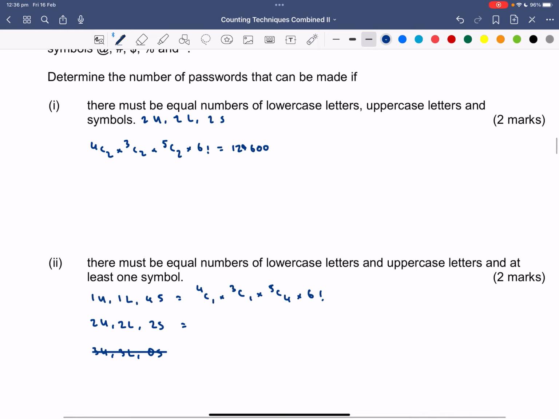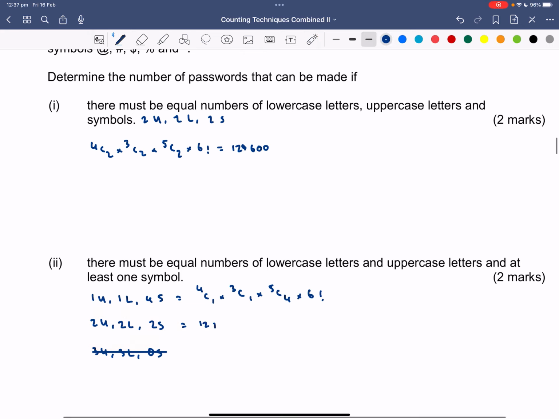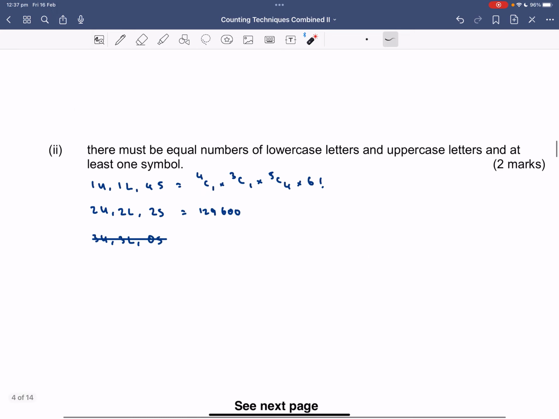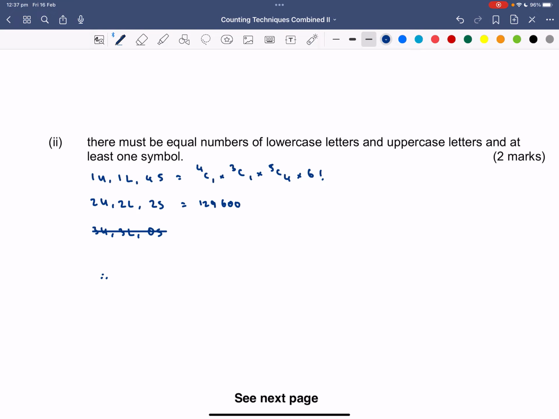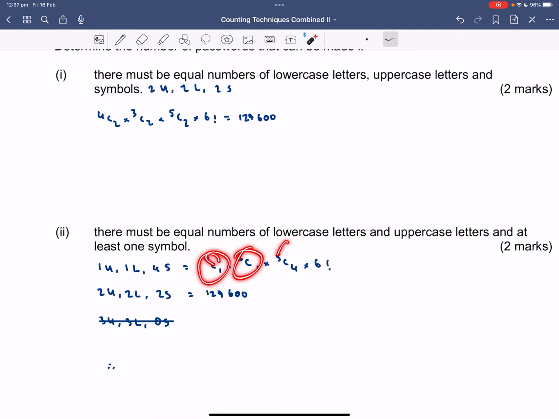Now, the good thing is that we already did this one. We already did 2 uppercase, 2 lowercase, and 2 symbols. That was 129,600. Perfect. Remember, you could have done this or you could have done this, so we add up the total. Let's just check that one. So what will the total be? We have 4 choose 1 times 3 choose 1 times 5 choose 4 times 6 factorial.